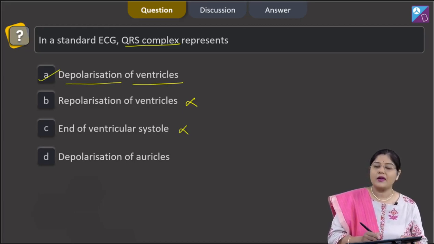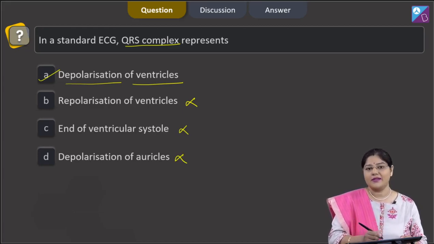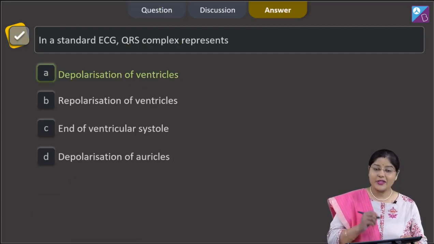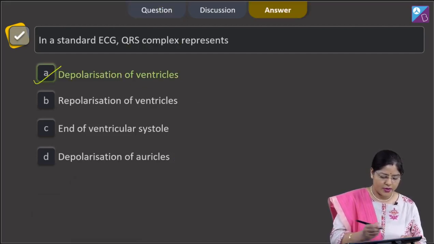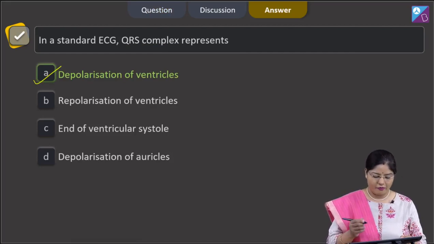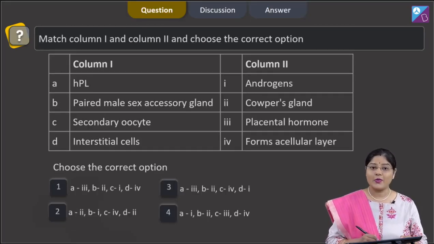Fourth option, depolarization of auricles. This is also incorrect because P wave indicates depolarization of auricles. So, the correct answer to this question is option number 1, depolarization of ventricles. Moving to the next question.